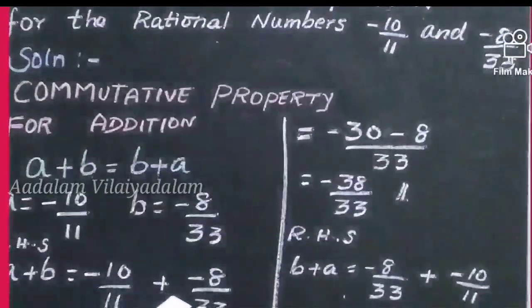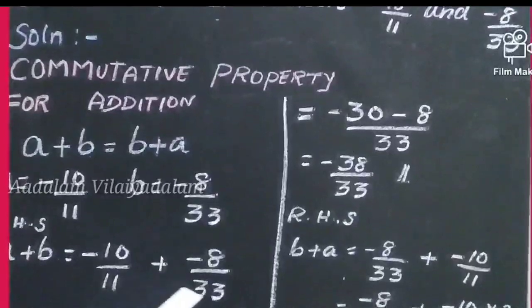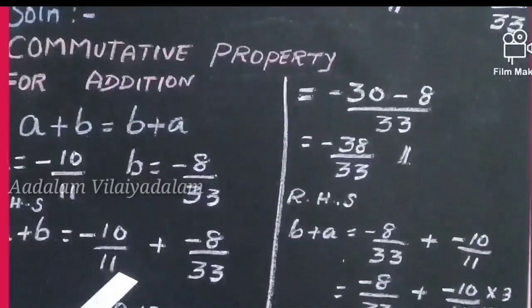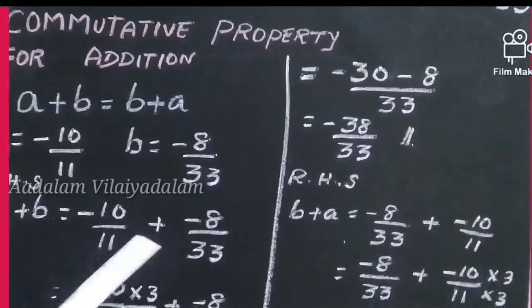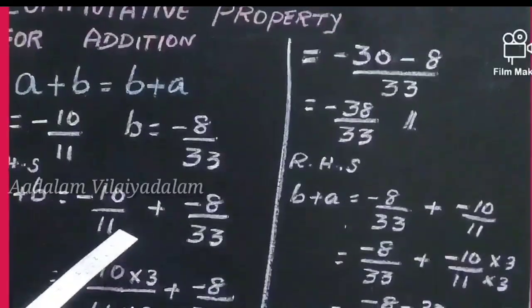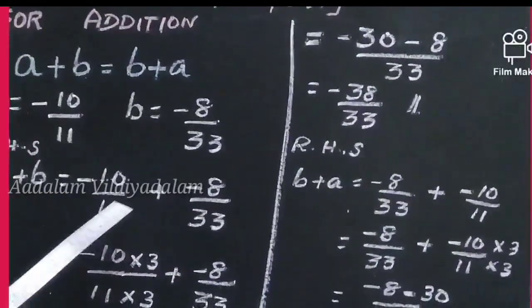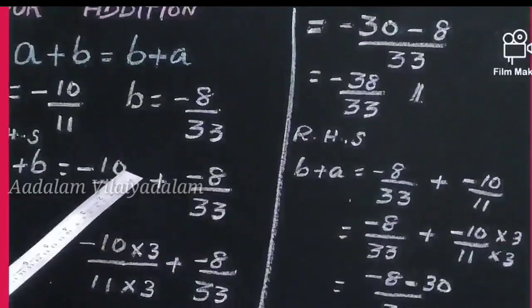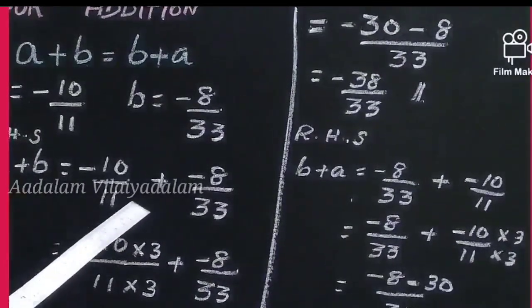Here the A value plus B value. Here also the denominator is different. We have to arrange the same denominator. So in 11 table, 33 is possible. So 11 threes are 33. So first we have to convert the first rational number. So multiply by 3 and divide by 3 also.